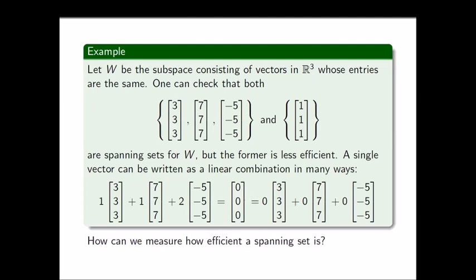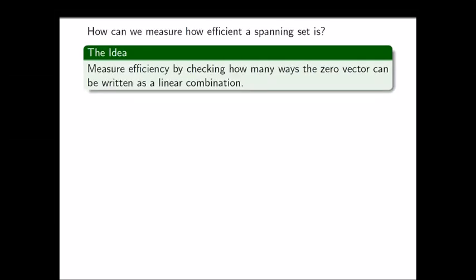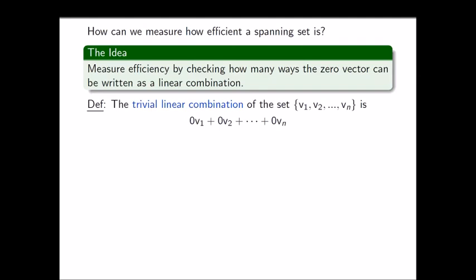So how do we measure how efficient a spanning set is? One way to do it is by checking how many ways the zero vector can be written as a linear combination. To unravel this more, let's first look at a definition. The trivial linear combination of a set of vectors v1 through vn is just the linear combination where all the coefficients are zero. So 0 times v1 plus 0 times v2 dot dot dot plus 0 times vn. This linear combination is called the trivial linear combination.